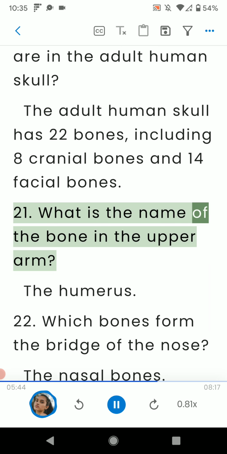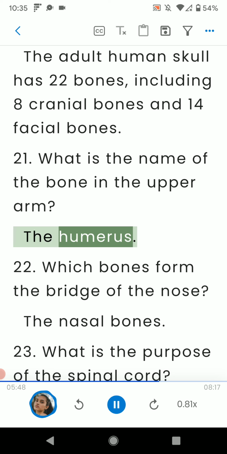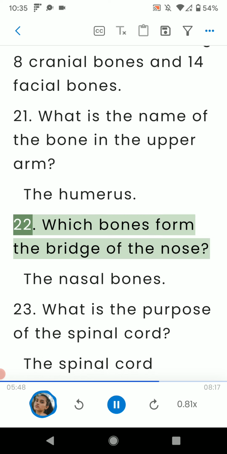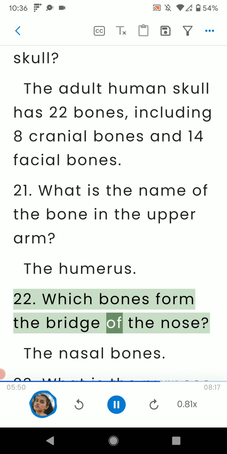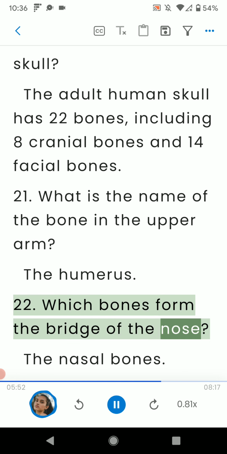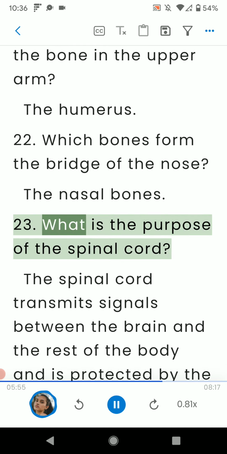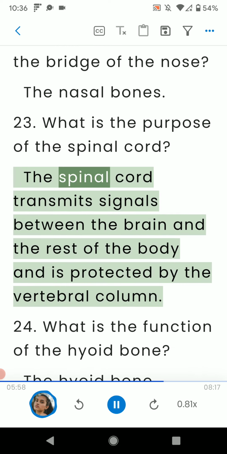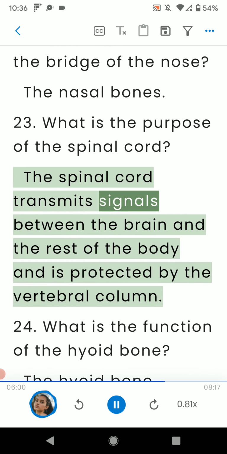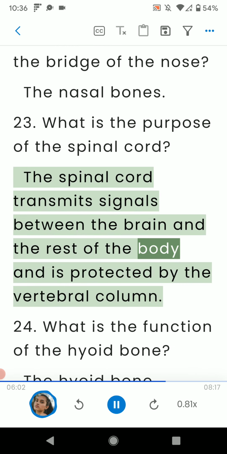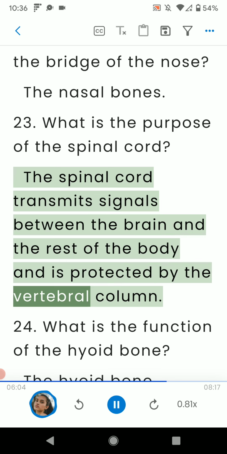21. What is the name of the bone in the upper arm? The humerus. 22. Which bones form the bridge of the nose? The nasal bones. 23. What is the purpose of the spinal cord? The spinal cord transmits signals between the brain and the rest of the body and is protected by the vertebral column.